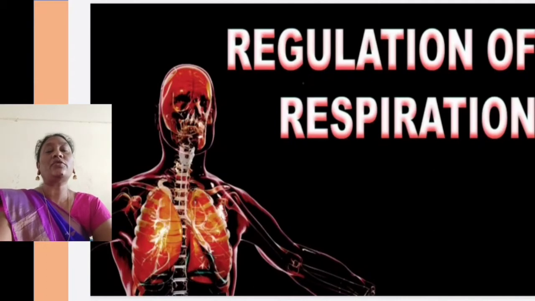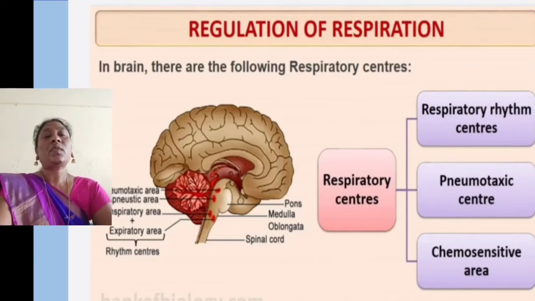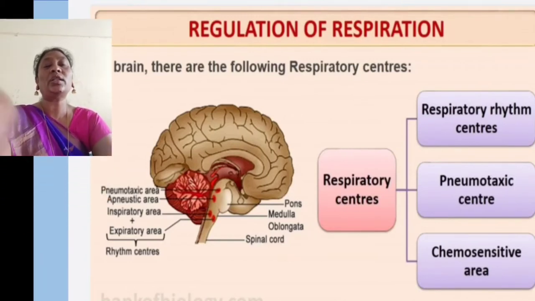Now, regulation of respiration. How is respiration regulated? In the brain there are the following respiratory centers. All the control and coordination takes place by the brain. You can see here the respiratory rhythm centers, pneumotaxic centers and chemosensitive areas.